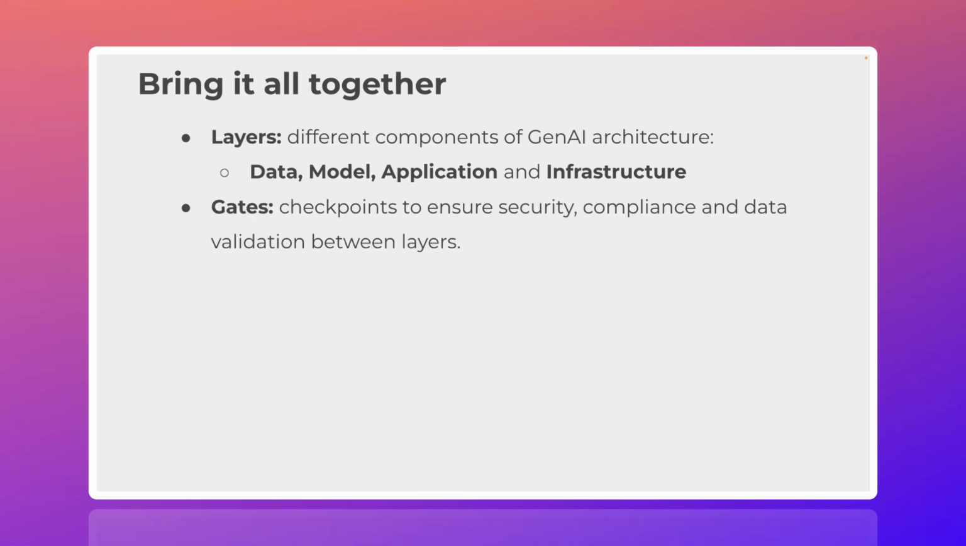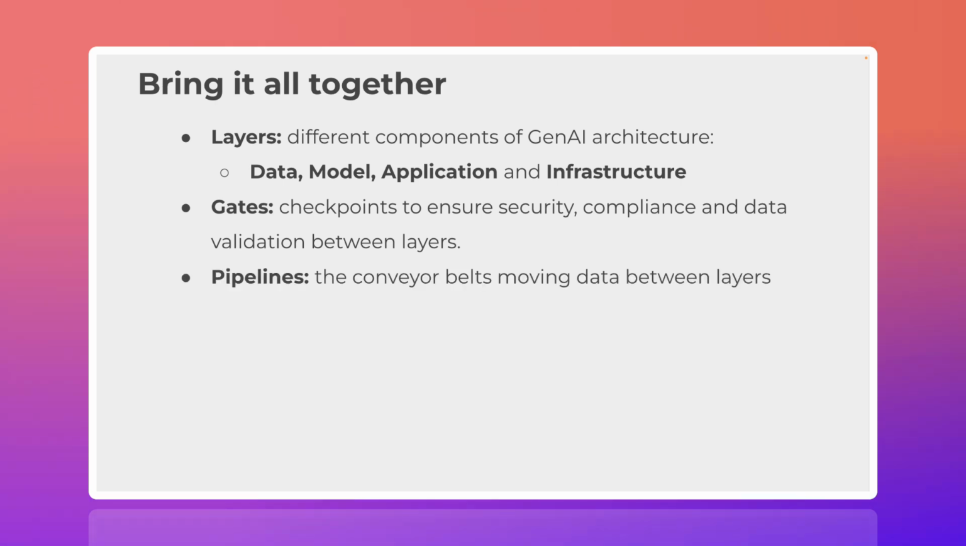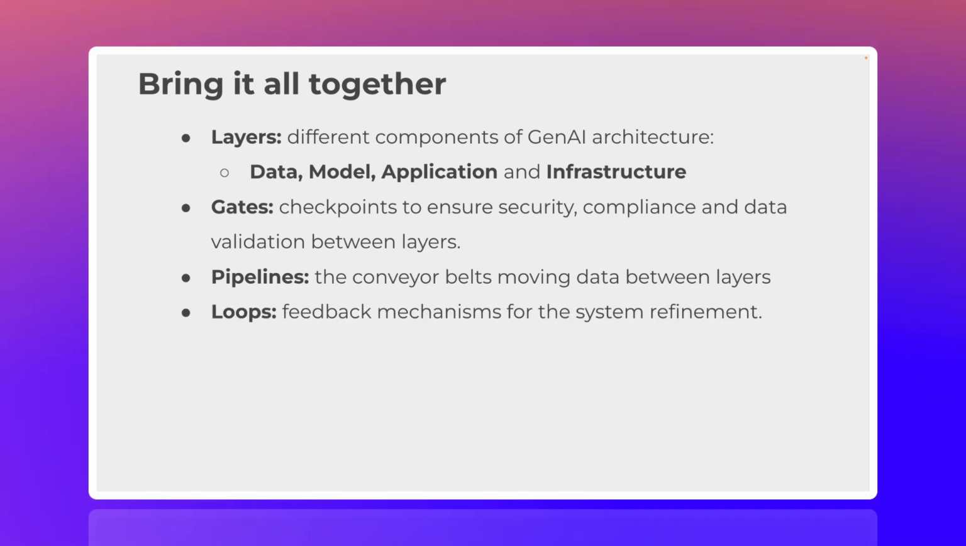And then we looked at the gates. These are the checkpoints that make sure that everything is secure, compliant, and there's data validation before moving between those layers. And then we have pipelines or pipes. These are just like conveyor belts or elevators that move data between layers. And then we look at loops. It's just a feedback mechanism for system refinement, system improvement over time.